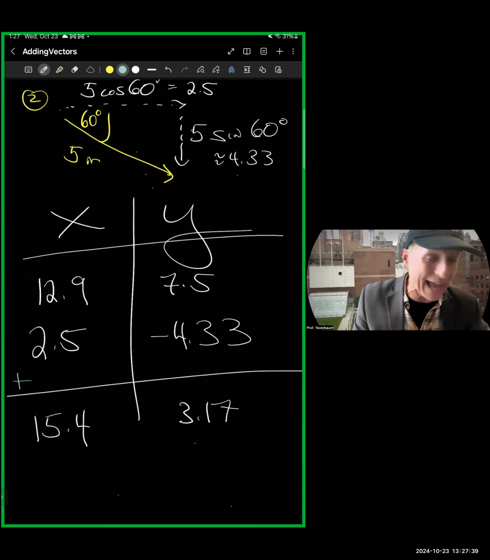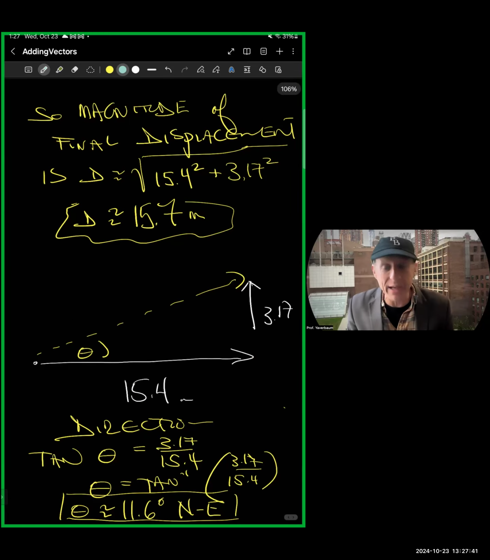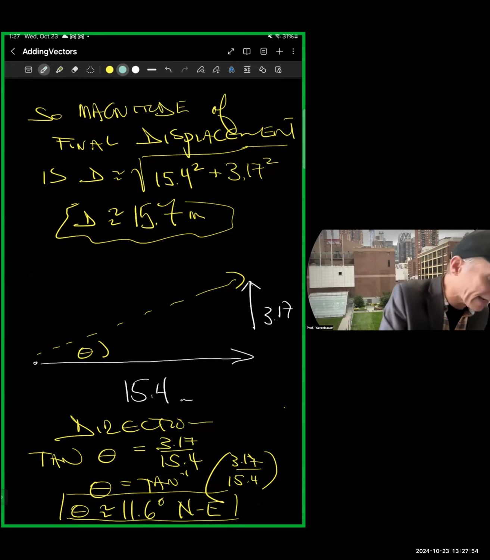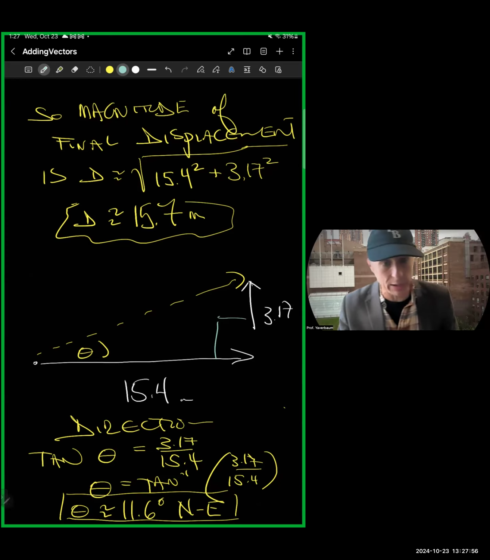So what does that mean? At the end of the day, I can make one big final right triangle. What I really did was go a total of 15.4 to the east and a total of 3.17 to the north, and that is, again, necessarily a right triangle. So the answer I'm looking for is the length and direction of this dotted yellow line, just like the original dotted yellow line that I drew in my original picture.